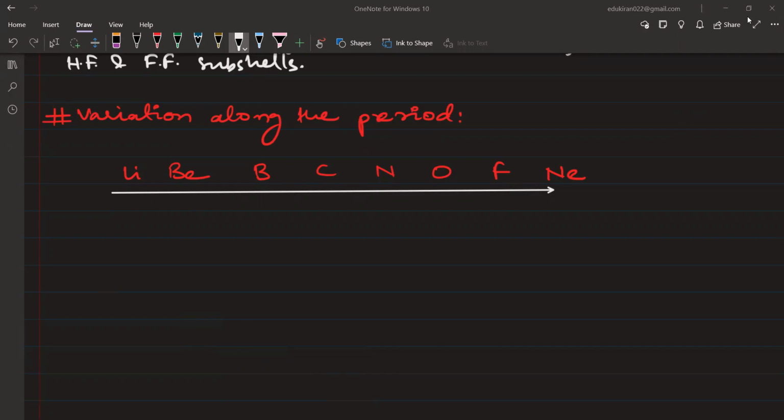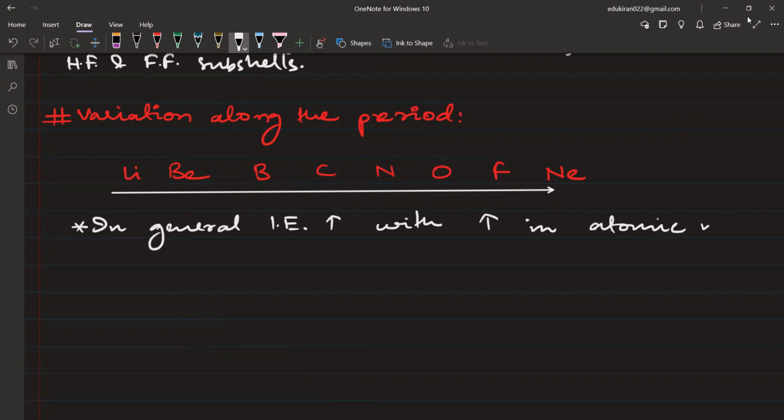Okay, so right here, in general, ionization enthalpy increases with increase in atomic number. You'll write in brackets: moving left to right in a period.